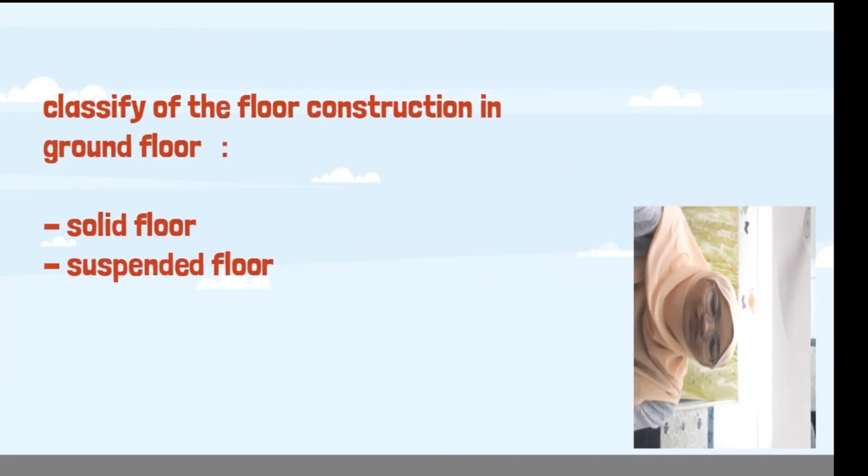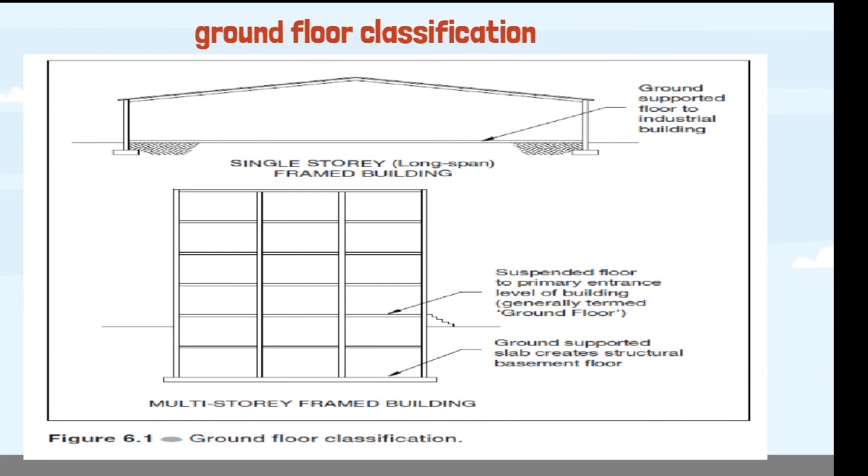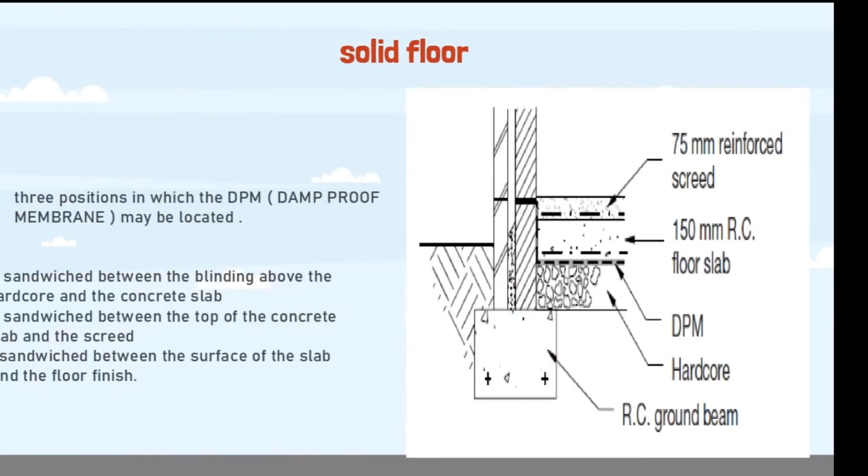Classification of the floor construction in solid floor. There are 3 positions in which the DPM, known as damp-proof membrane, may be located. First, sandwiched between the blinding above the hardcore and the concrete slab. Number 2, sandwiched between the top of the concrete slab and the screed. Number 3, sandwiched between the surface of the slab and the floor finish.